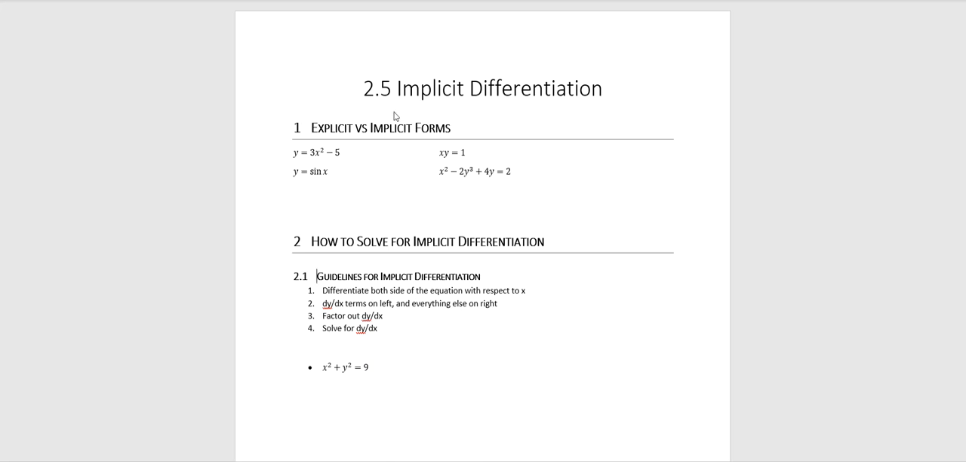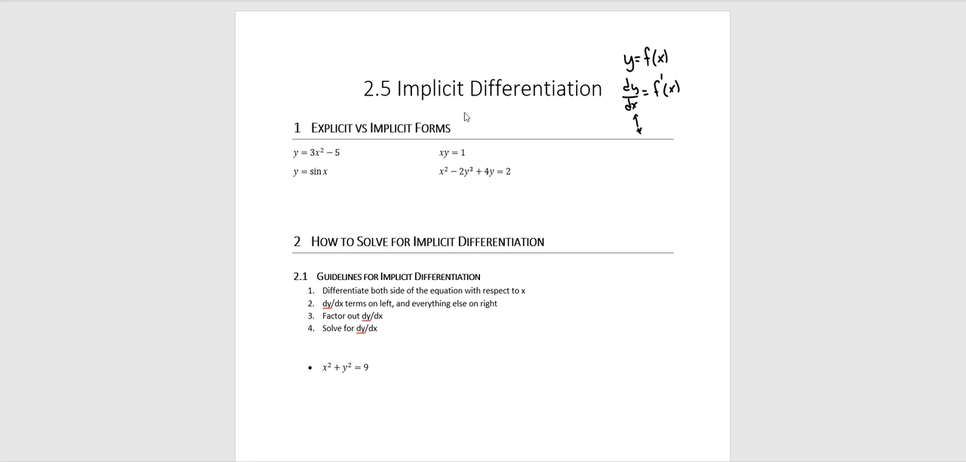All right. 2.5 implicit differentiation. Now we use the chain rule as the basis of this entire thing. Remember, y is a function of x. So y is always depending on x. So remember, dy dx is the same as f prime of x. I'm going to be using this notation a lot in this section, and I'll explain why as we do it.